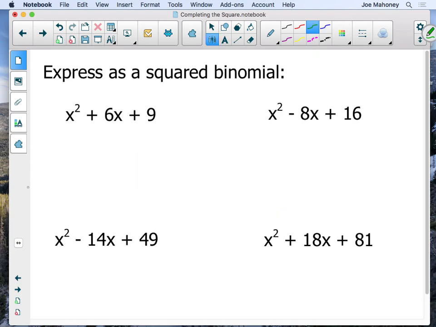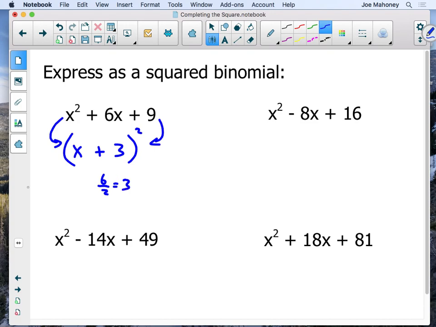Let's practice a little bit. So if I have x squared plus 6x plus 9, I want to write it as a squared binomial. So I know I'm going to have an x in there. And if you think about what you're doing, you're taking the square root of x squared, or the factors of x squared, and getting x. So let's do the same thing. Let's take the square root of 9, or the factors of 9, and get 3. And again, notice that if I take that 6 in the middle and divide it by 2, I get 3.